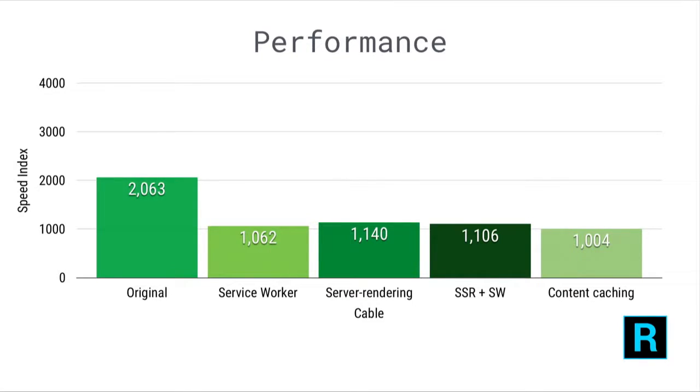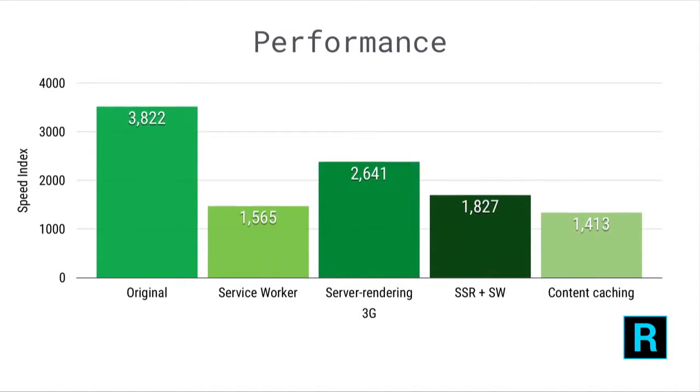Now here's where we ended up. We started off in a place where on cable, we had a speed index of 2063. And by the time we'd added service worker and server-side rendering, and used all of these content caching techniques together, we got to a place where we had a speed index of almost 1,000, so close to perfect.